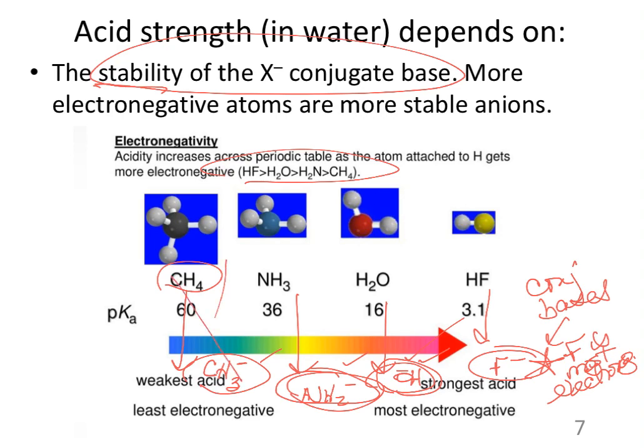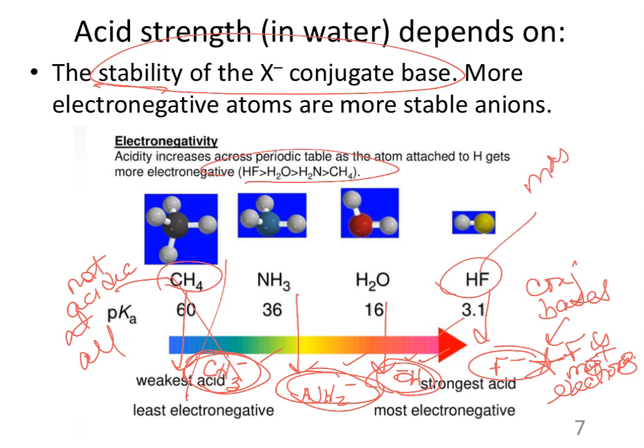Carbon, no way. It is not electronegative at all. It is very, very unstable with a negative charge. So CH4 is not acidic at all, okay? And of these four examples, HF, hydrogen fluoride, is the most acidic of these four, and it's because of electronegativity.